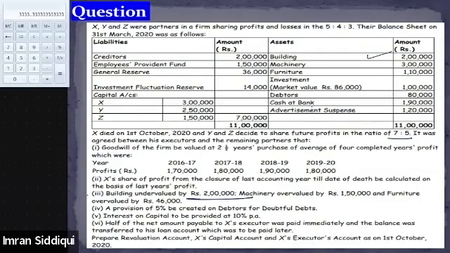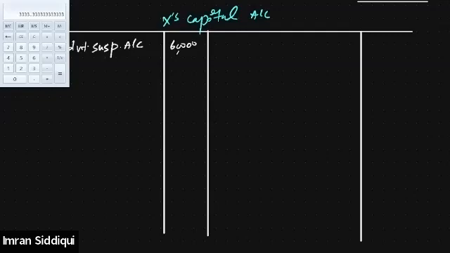Then debtors, cash, nothing can be written in the partner's capital account. On the liability side, we have creditor, employees provident fund. This is the liability. General reserve is here, and no adjustment is given regarding the general reserve. That means the entire general reserve can be distributed among the partners in the ratio of 5:4:3. That means X will be getting how much? X will be getting 10,000, sorry, 18,000.